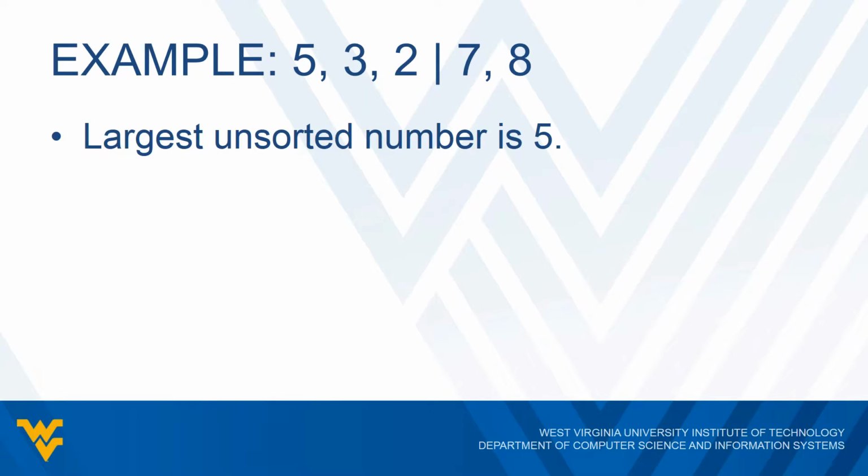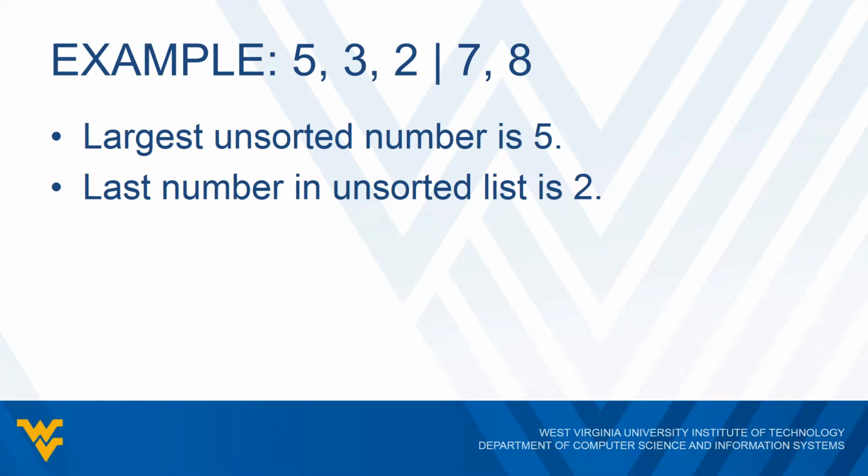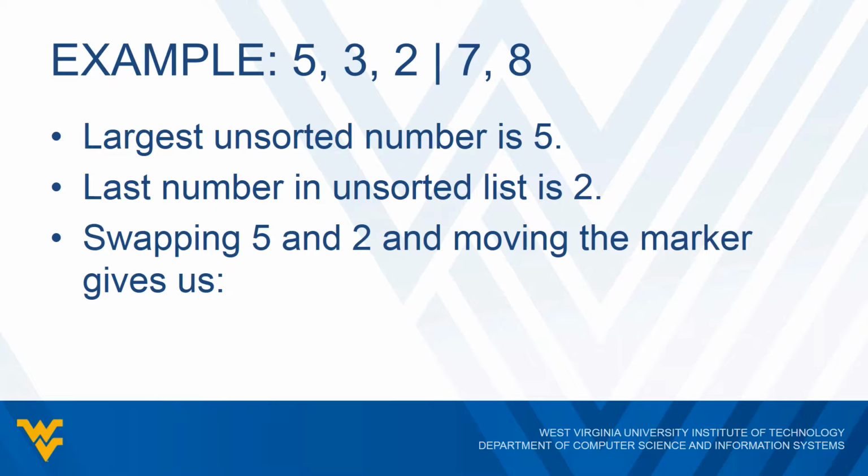The largest number in this case is 5. The last number in the unsorted list is 2. So we're going to swap 5 and 2. We'll move the marker over one slot, and that gives us 2, 3, 5, 7, and 8.